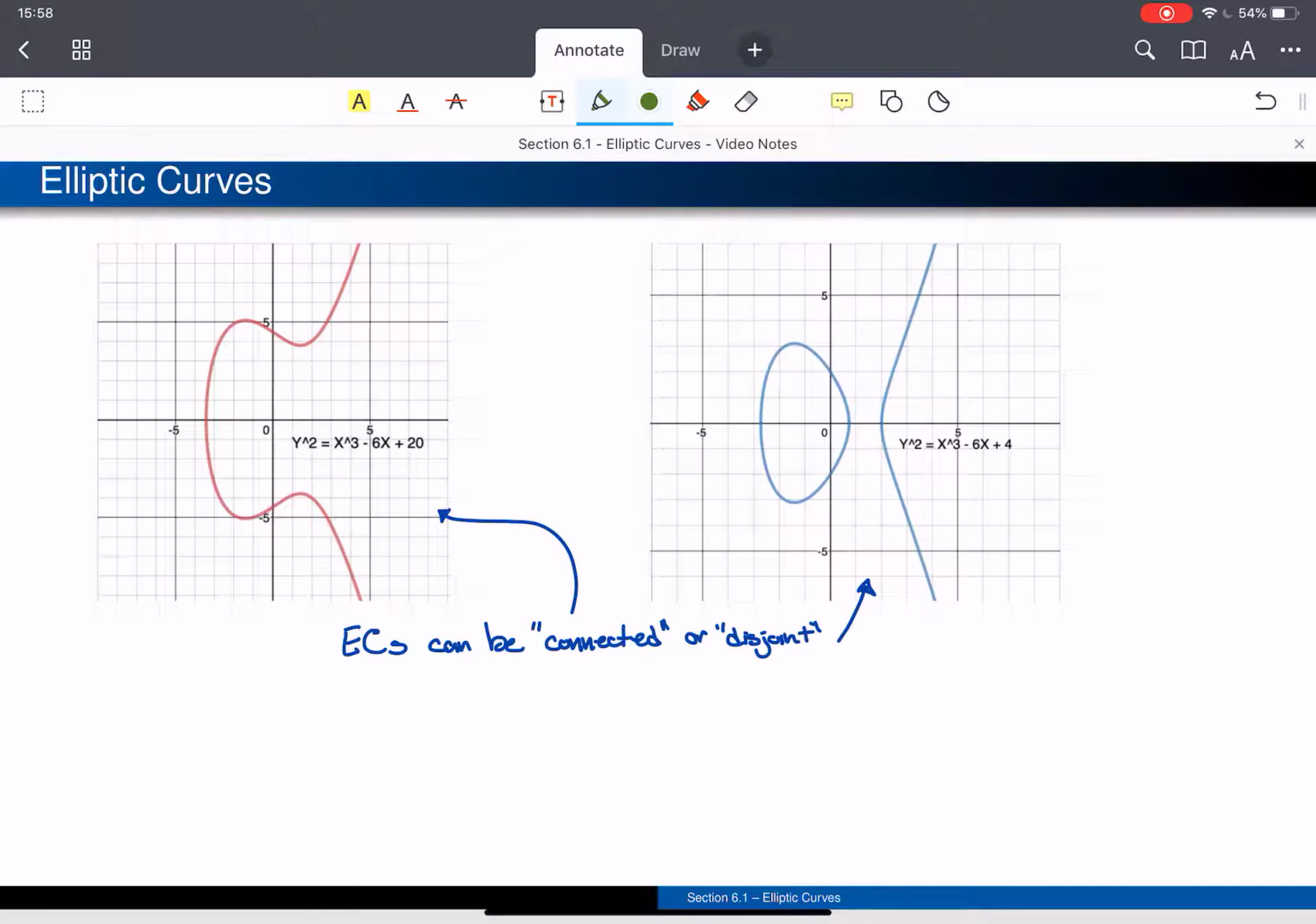The thing you can see right away between these two, and they look very similar, is we have x cubed minus 6x, so x cubed minus 6x.